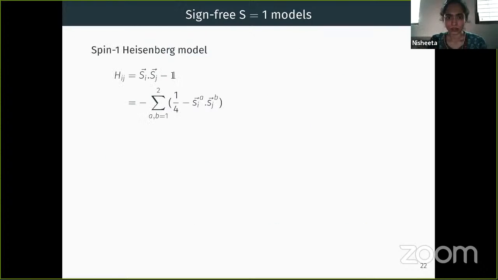Right. So now I'll talk about how these models are more obviously sign problem free in this spin half language. So this is a spin one Heisenberg model, written as S dot S minus one. I've subtracted the one to make it sign problem free. Now I can write down this Heisenberg model in terms of the spin half operators.